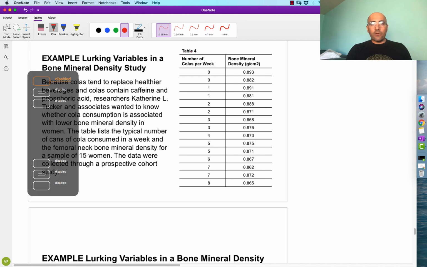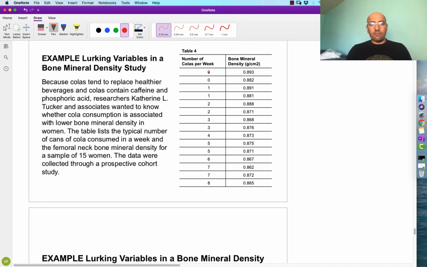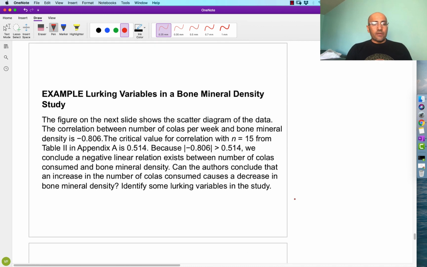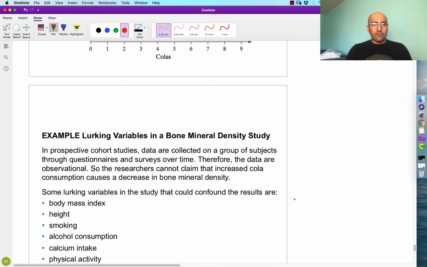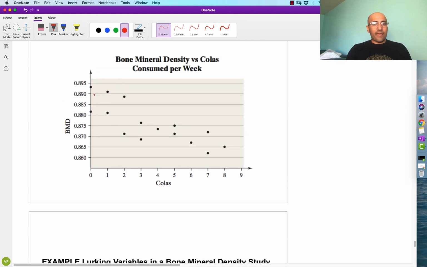Okay, so the number of colas per week, 0, 0, 1, 1, and then the bone mineral density of these women. So this woman drank about 2 colas per week, and this is her density. This woman drank about 7 colas per week, and then this was her bone density. Okay, is there a relation? So the figure on the next slide shows the scattergram of the data. Okay, here it is. Here's that scattergram of the data.